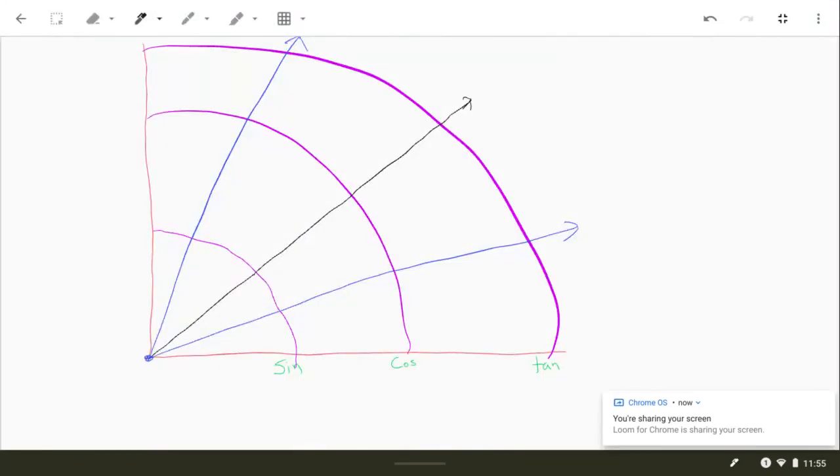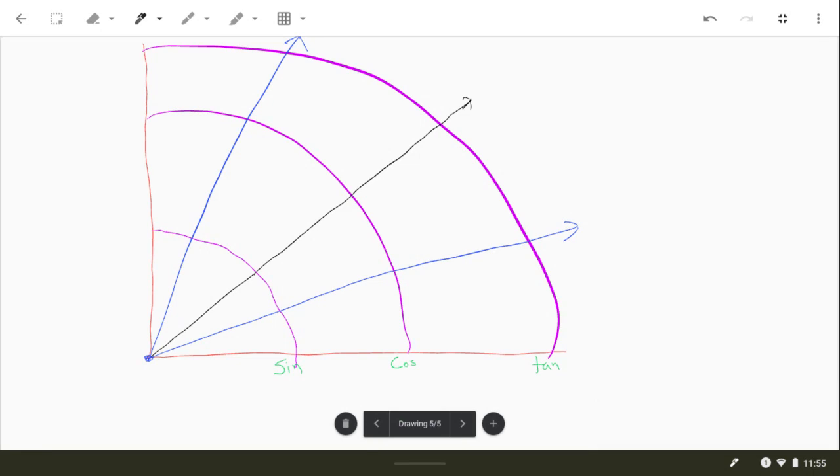So in this video, I want to give you kind of a chart for semi-memorizing the sine, cosine, and tangent function at different angles. Okay, so this very bottom angle is going to be our 0-degree angle. The one that's perpendicular to that is going to be our 90-degree angle.